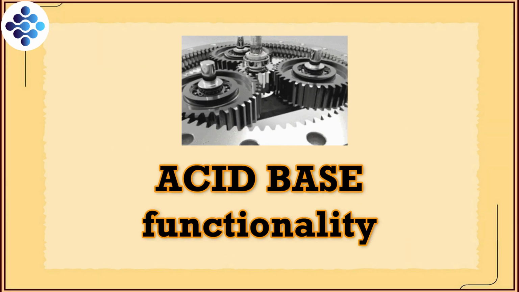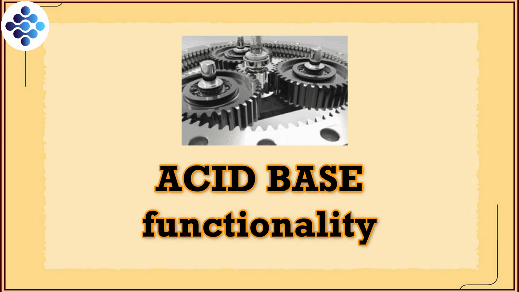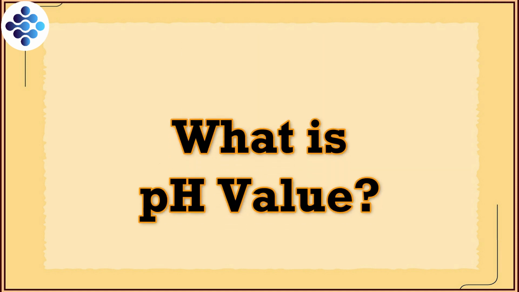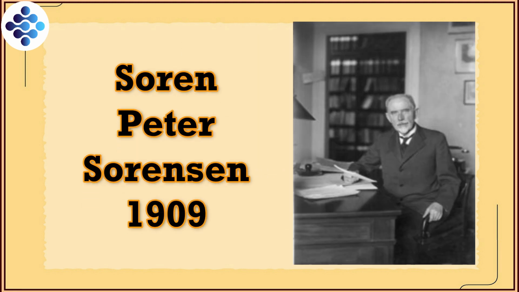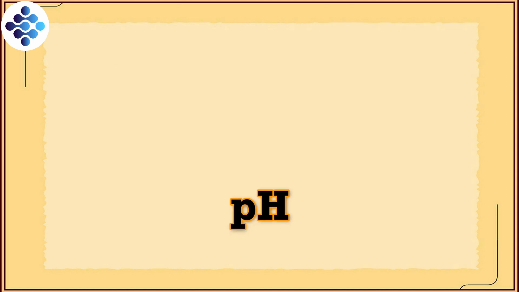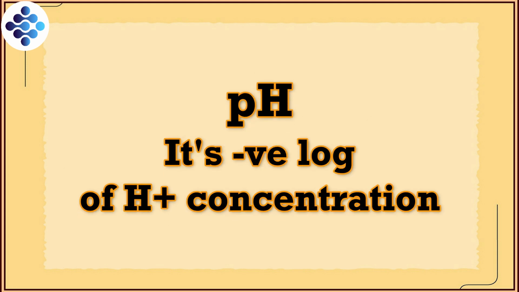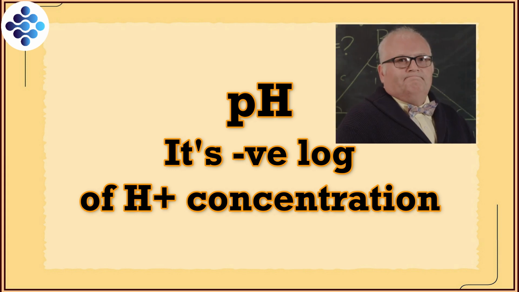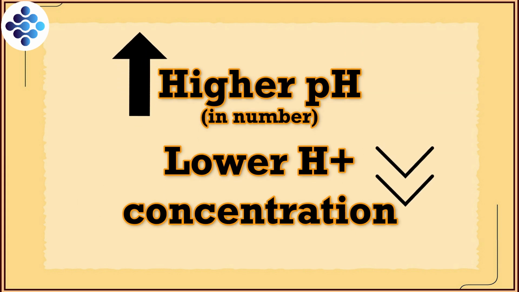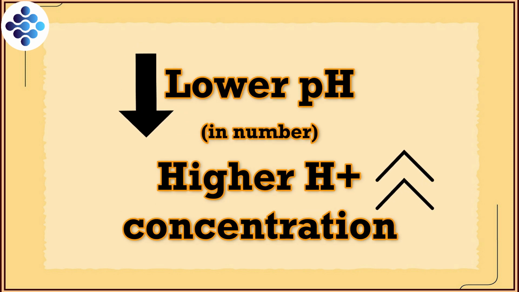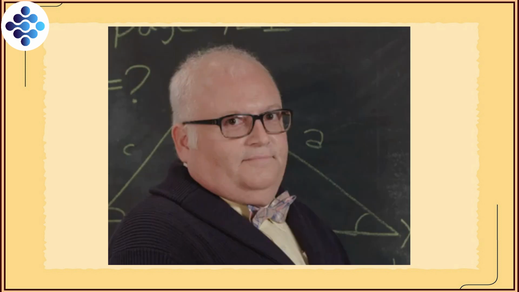To understand the concept of acid-base functionality, first we need to talk about what is pH value. The concept of pH was given by Søren Peter Sørensen in 1909. What he said is that pH is the measure of free hydrogen ion concentration or acid load in the body. Now this pH is the negative log of hydrogen concentration. That means higher the pH, lower the hydrogen concentration. Lower the pH, higher would be the hydrogen ion concentration in the body.